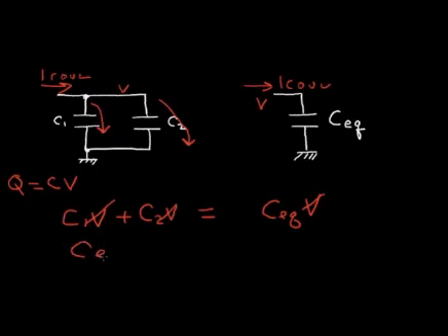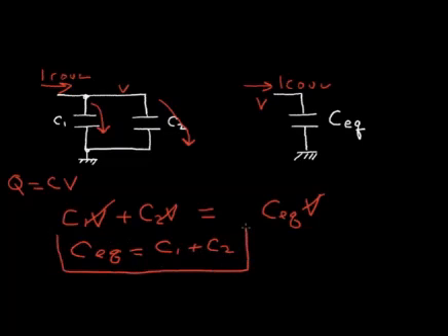CEQ equals the sum of the parallel capacitors, C1 plus C2. So for capacitors connected in parallel, to get the equivalent capacitor, you just add the two together. Let me erase this.